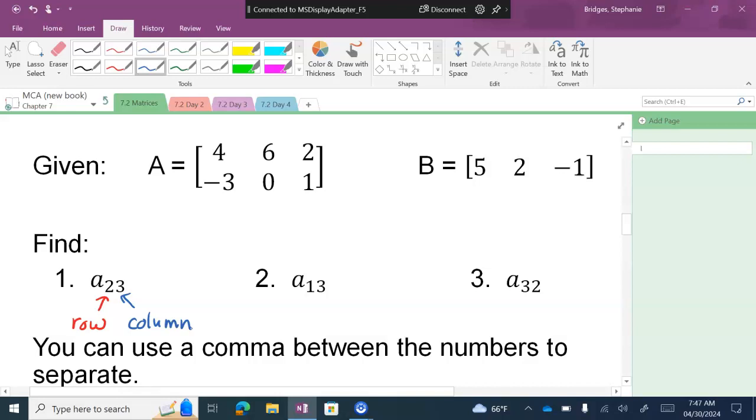Wait, which one's rows and which one's columns? Rows, columns. Okay, so we're looking at row 2, that's this row, and then column 3, which would be this column. So what number is in that position? 1. So my answer to that is 1. Does that make sense?